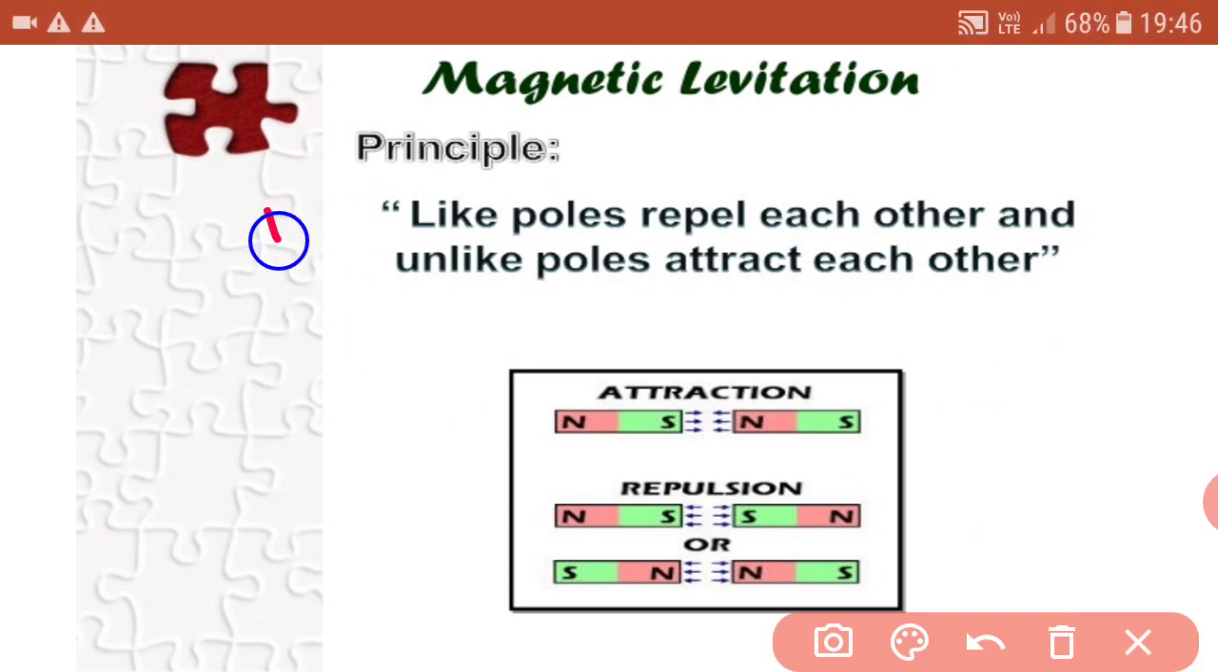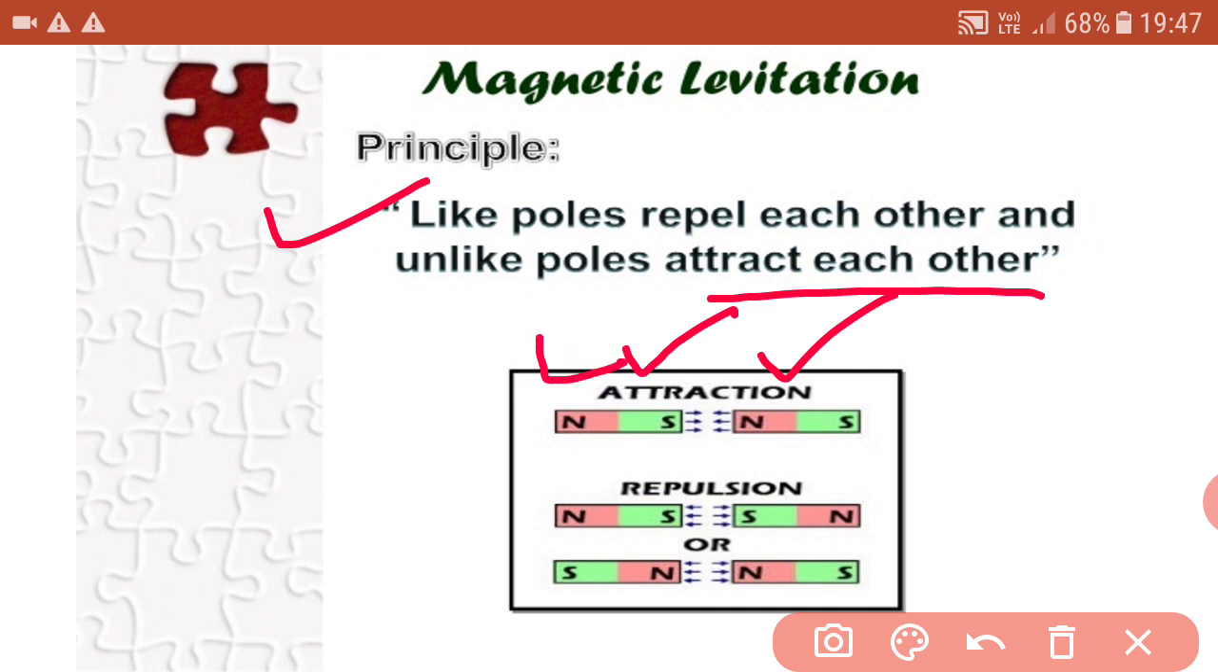Principle: on which principle does magnetic levitation work? Like poles repel each other and unlike poles attract each other. This is the basic principle that we have discussed. Here we can see the South Pole and North Pole, and in between these two there is an attraction. So we can see the arrow is in the center.